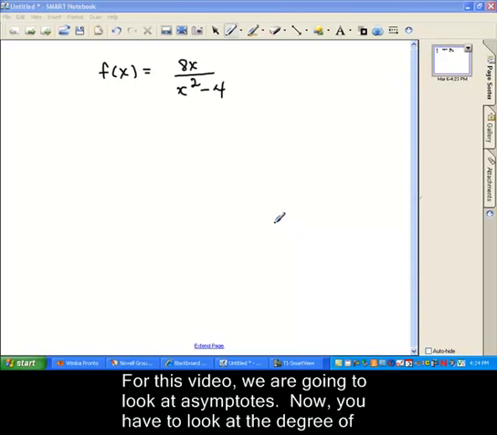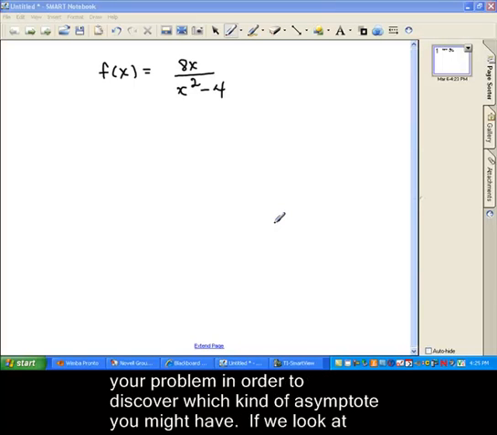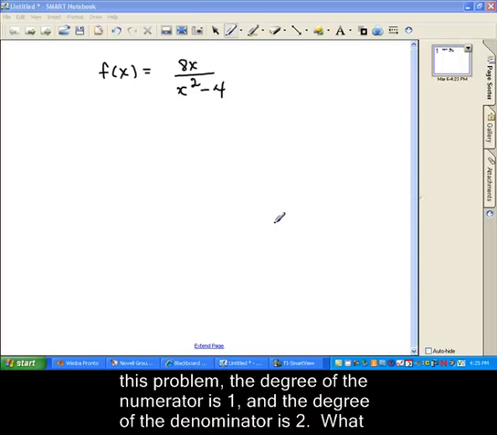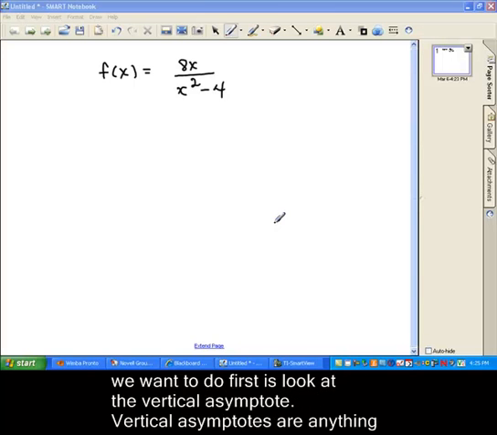For this video, we're going to look at finding asymptotes. Now, you have to look at the degree of your problem in order to discover which kind of asymptote you might have. If we look at this problem, the degree of the numerator is 1, the degree of the denominator is 2. What we want to do first is look at vertical asymptotes.